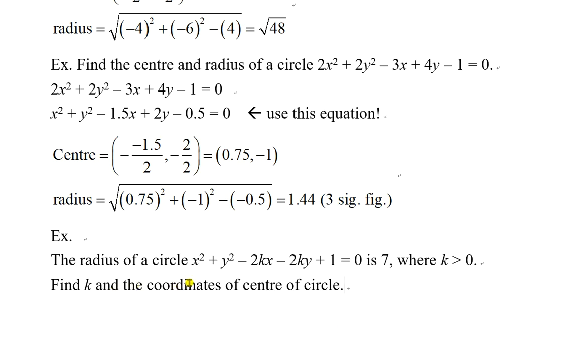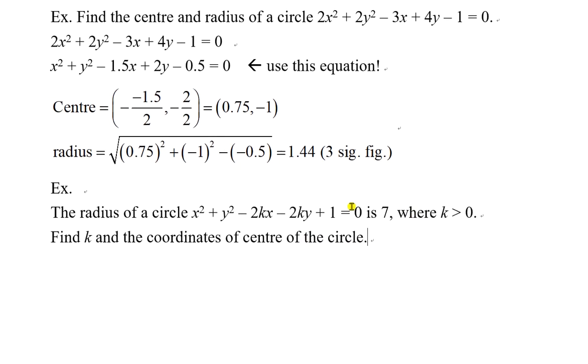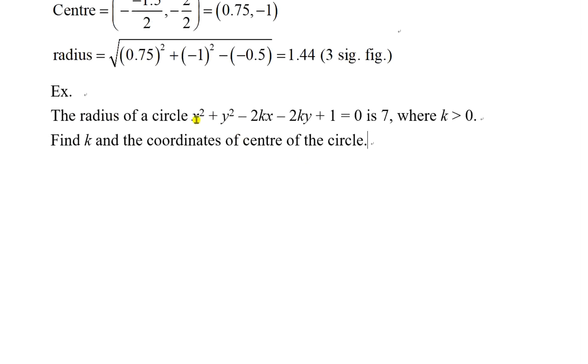The radius of a circle x squared plus y squared minus 2kx minus 2ky plus 1 equal to 0 is 7. And here k is positive. So find k and then find the coordinates of the center of the circle. The key point is, how do we find the radius of the circle in terms of k? Some of you may be afraid of looking at the equation with some unknown constant.